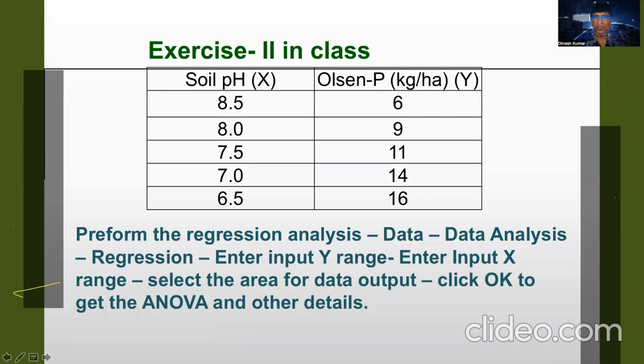I think now this is an example for you. Soil pH and Olsen P. You need to develop the relationship between these. Perform the regression analysis. You enter the data. In data, you will find data analysis. Go to regression. Enter input Y range. Then enter input X range. Select the area for data output where you want to save your output. Click OK to get the ANOVA and other details. So this exercise also you can try.